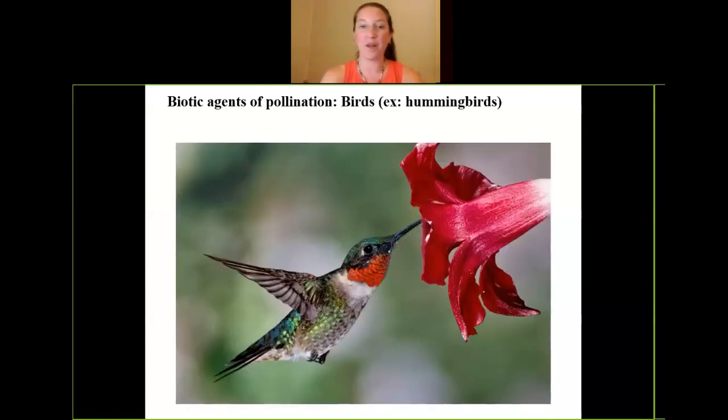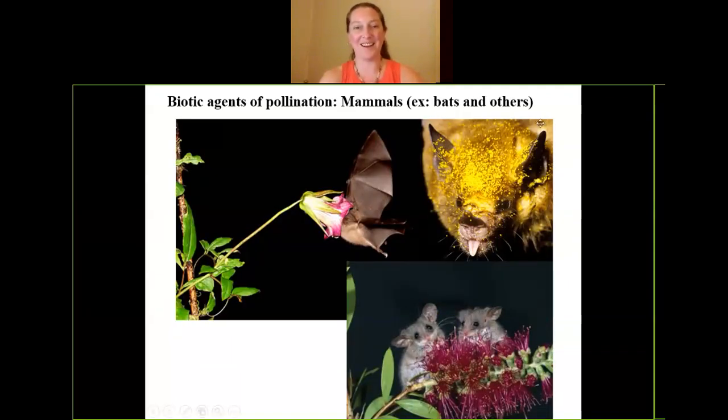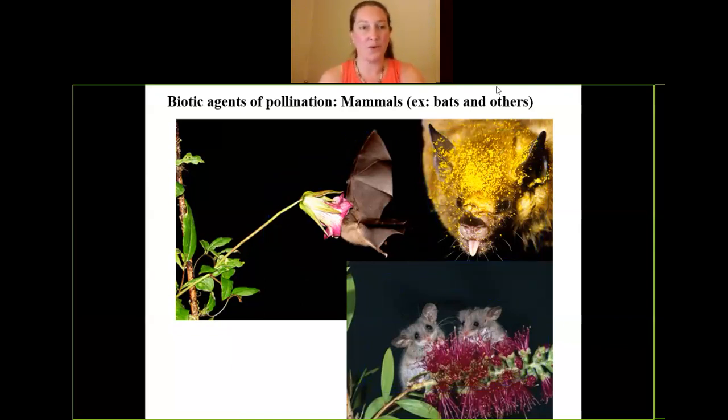Birds can be agents of pollination. Look at this little hummingbird. Reptiles can be agents of pollination. And then I love this slide. And then small mammals, right? Bats and others. So look at this bat. Oh man, they love this bat. Look at this guy having a good day. But yeah, bats might be trying to eat the nectar that's deep inside of the flower and end up getting just covered in pollen. And then these little, I guess these are little mice, are also agents of pollination.